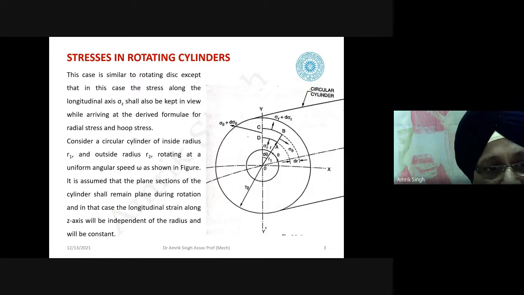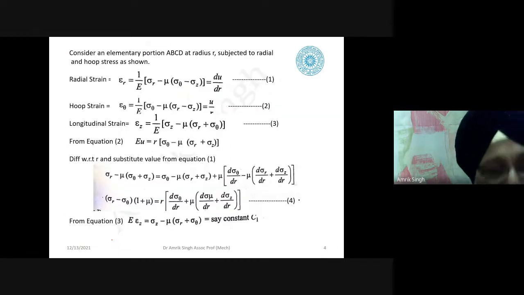It's a cross section having R1 as the inner radius and R2 as the outer radius, which is rotating at a uniform speed, omega. It is assumed that the plane sections of the cylinder shall remain plane during the rotation. This condition is very important because the cylinders are long. In that case, the longitudinal strain along the z-axis will be independent of the radius and will be constant. So this is a condition we consider.